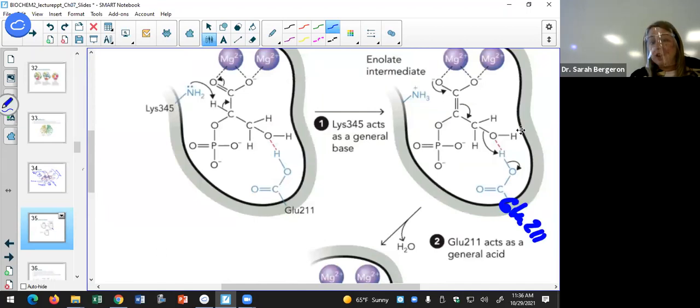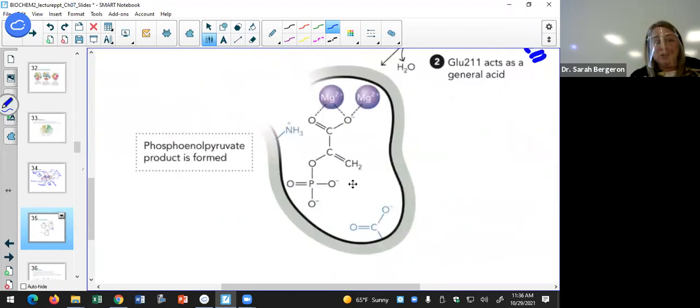So if we lose the OH, this carbon is not going to have enough bonds. And so this carbon-carbon double bond here is going to transfer between these two carbons. So we just transfer the double bond to the next set of carbons. So if we look here, now we have formed our product. Our product is phosphoenol pyruvate. So we now have a carbon-carbon double bond, and we've lost, right, our hydroxyl there.